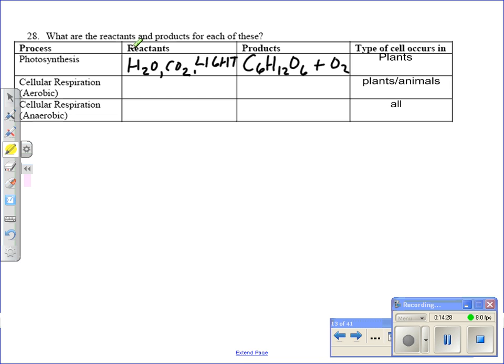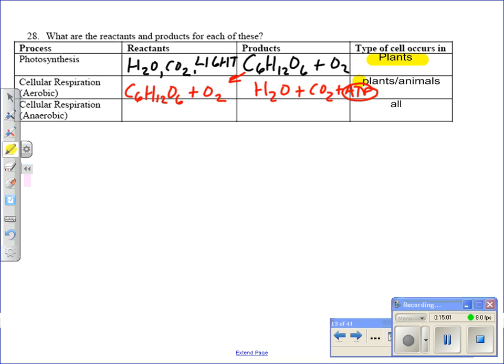What cell does it occur in? It occurs in plant cells. Definitely need to know that. If you take the photosynthesis equation and flip it over, you get the cellular respiration equation. So the products of photosynthesis become the reactants for cellular respiration. You need glucose plus oxygen, and on the other side you get water, carbon dioxide, and ATP, because the whole point of taking the glucose is changing it into a form that's usable, changing it into ATP.